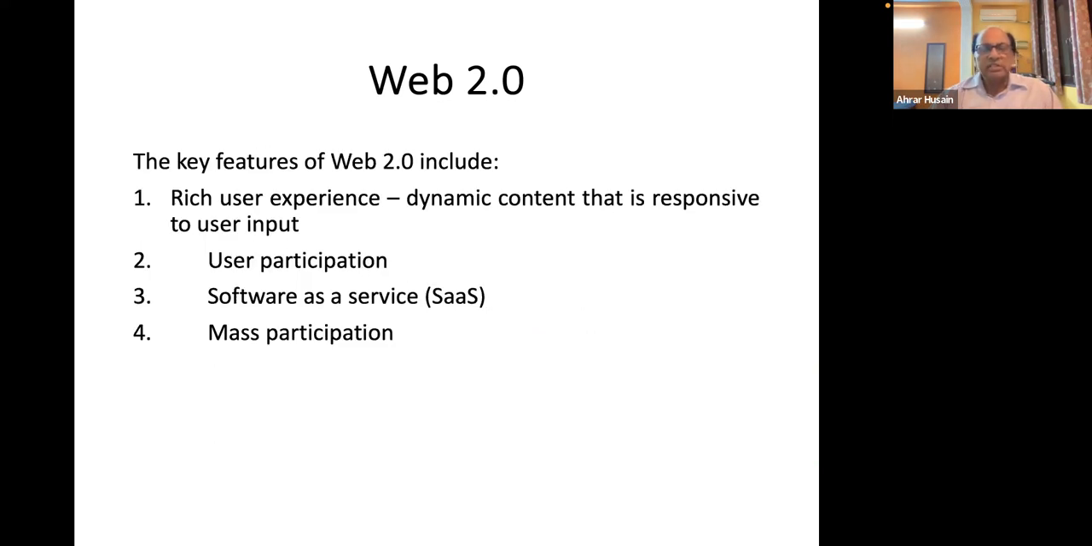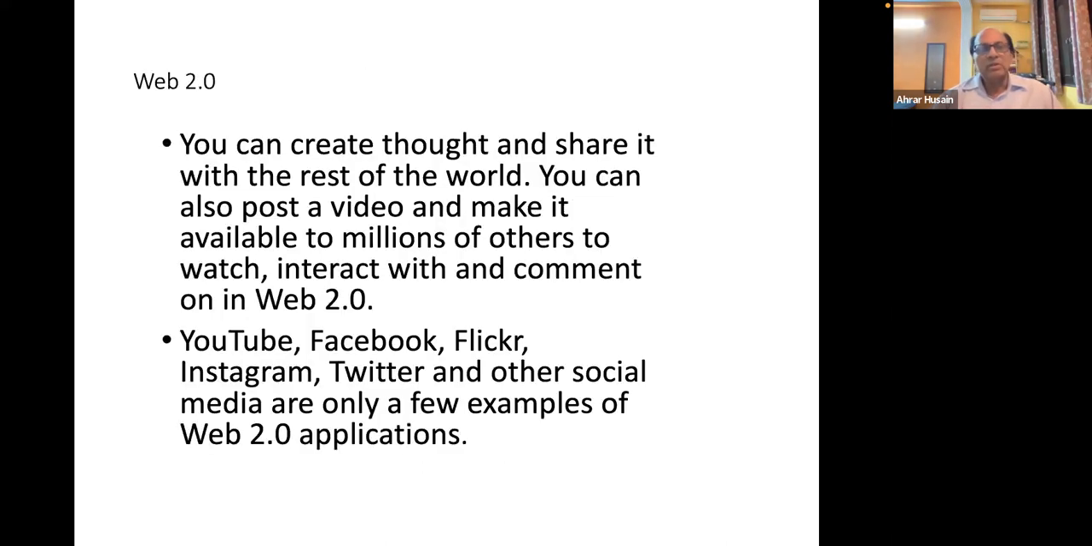The other key features of Web 2.0 include rich user experience, dynamic content that is responsive to user input, user participation, software as a service, and mass participation. Because when Web 2.0 came and we got internet services and computer generation also became fast, mass participation started with the help of these machines, because web services were available to all of us.